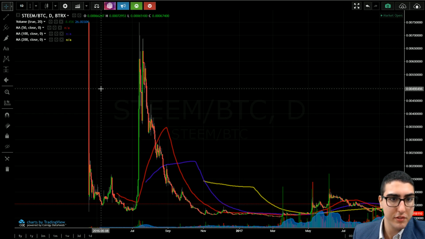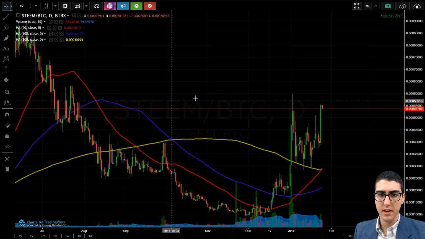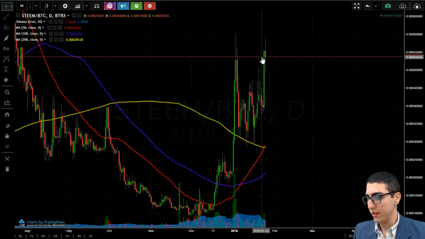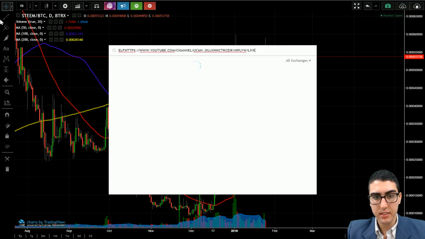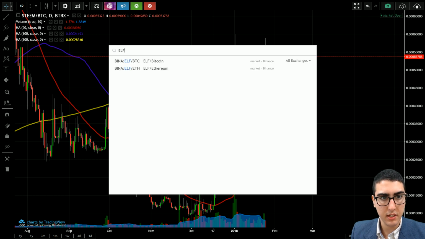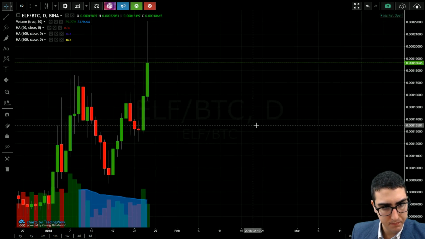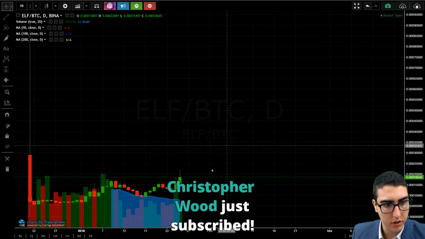Maybe we got to do elf. Let's see how elf looks. So I would say for Steem right now, it already had a breakout. There's not much you can say about this pattern. So let's go in and see if we can find some other breakouts. Let's go ahead and pull up elf here, see if elf looks like a breakout. Elf Bitcoin. Already broke out. So very early on.